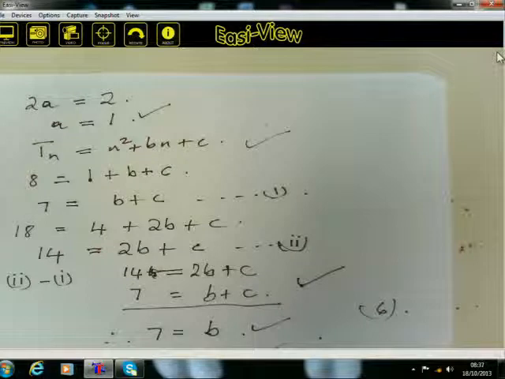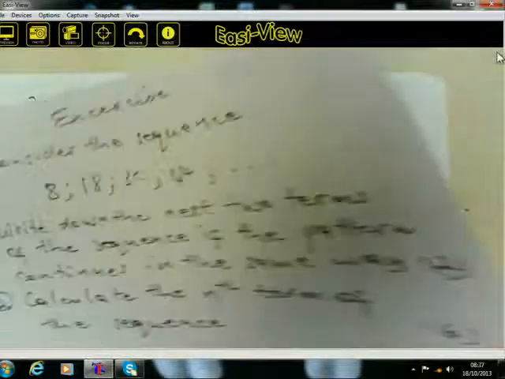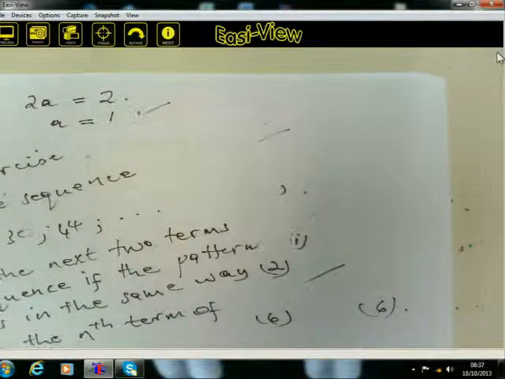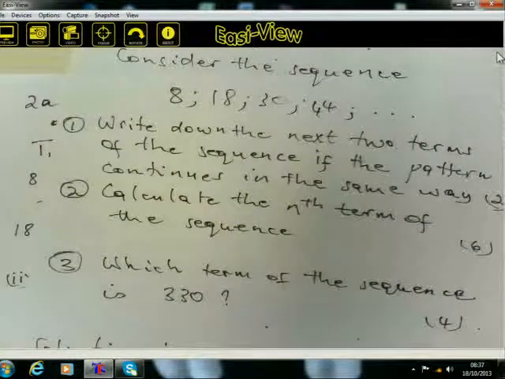Let's go to the solution for the other one. The other one is this one here, where we are to get which term of the sequence is 330. Which term of the sequence is 330.